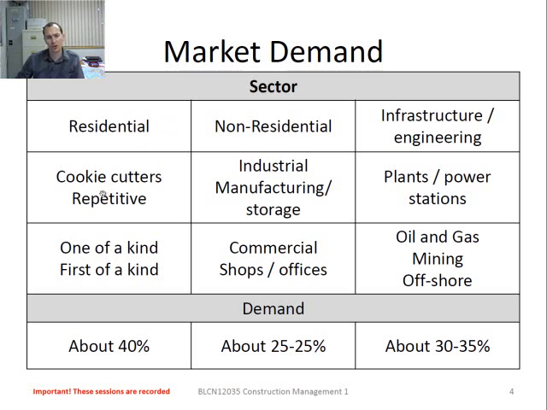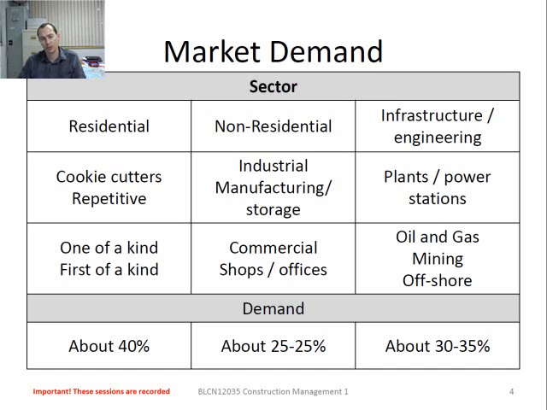Over there, the residential market is basically either cookie cutter, repetitive type work, really easy stuff where we build the same building over and over again, or it can be a first of a kind, one of a kind type building. Obviously the cookie cutter repetitive work is much higher. It's easier to do, and it takes up a bigger segment of the market.